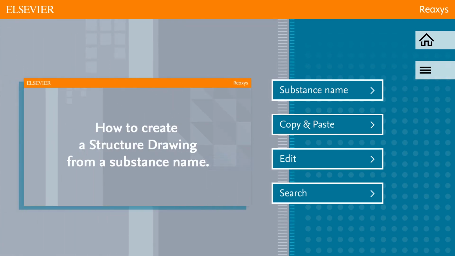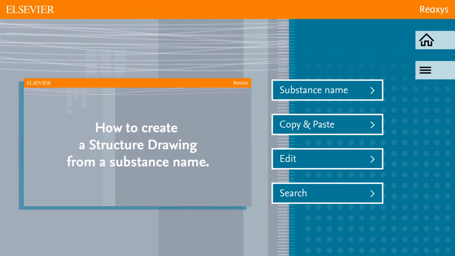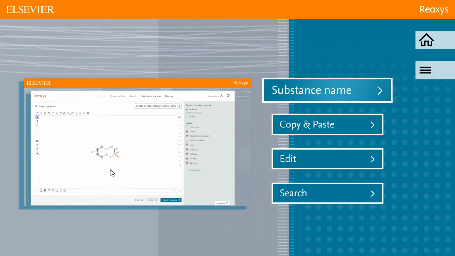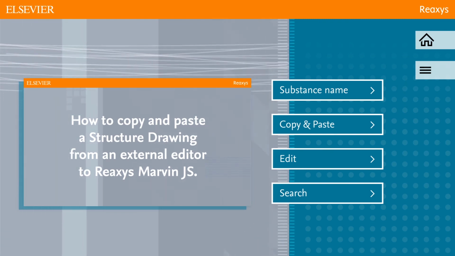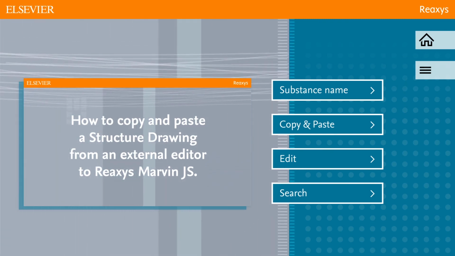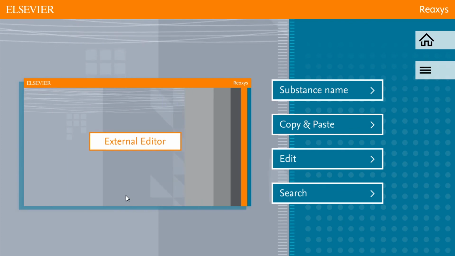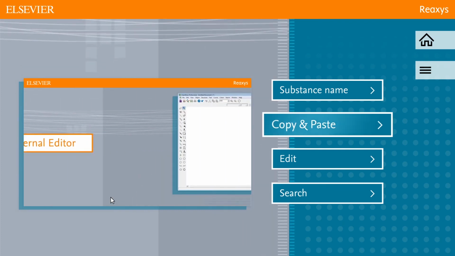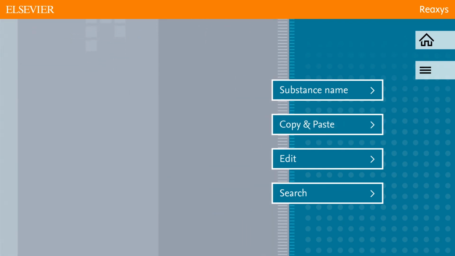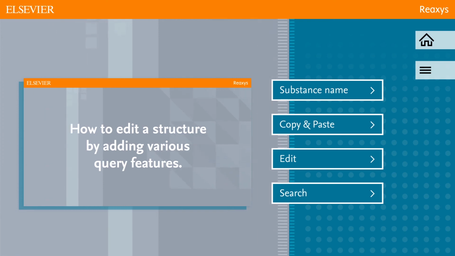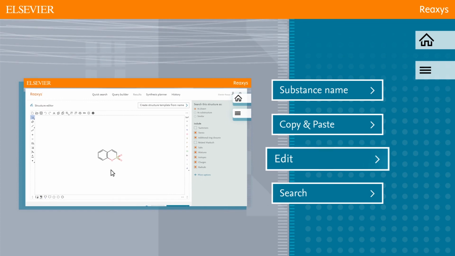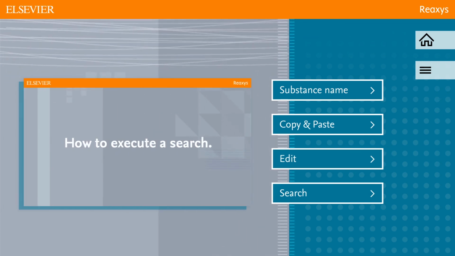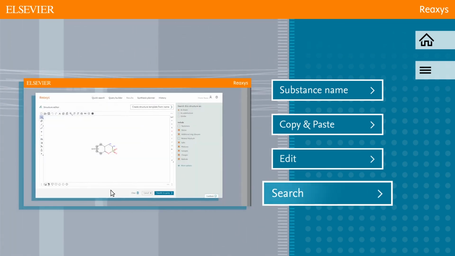To see how you can create a structure drawing from a substance name, click Substance Name in this video. Are you interested in copy-pasting a structure drawing from an external structure editor into Marvin.js within Reaxys? Click Copy and Paste. Do you wish to edit a structure by adding various query features? Click Edit. Or do you want to know how you can execute a search? Click Search.